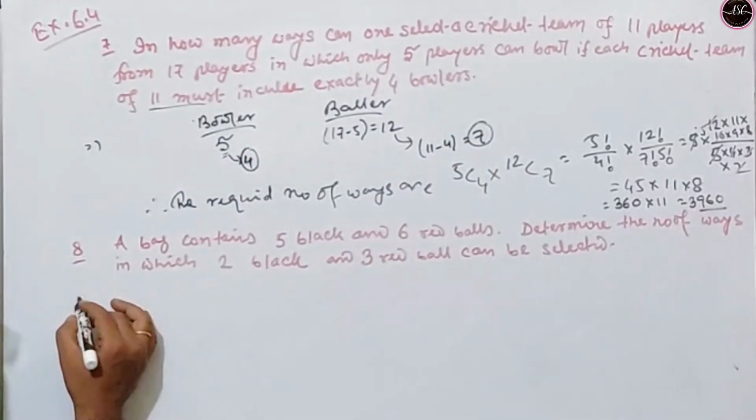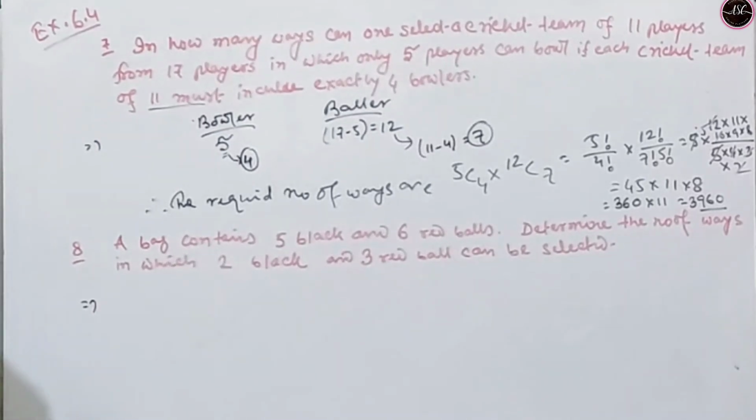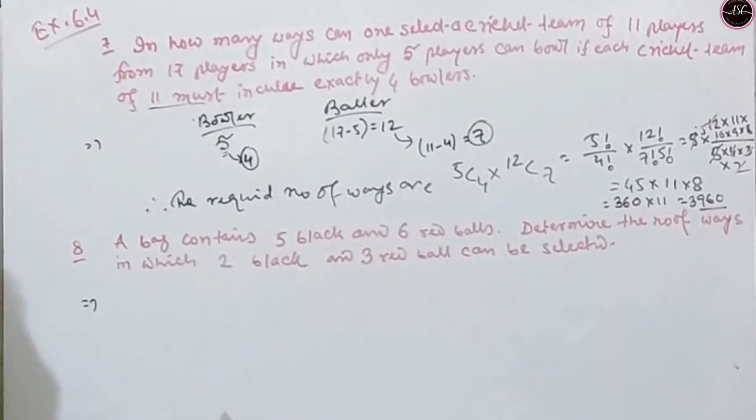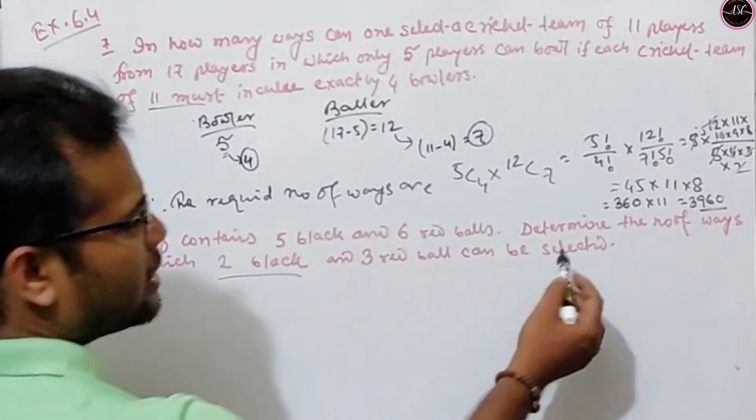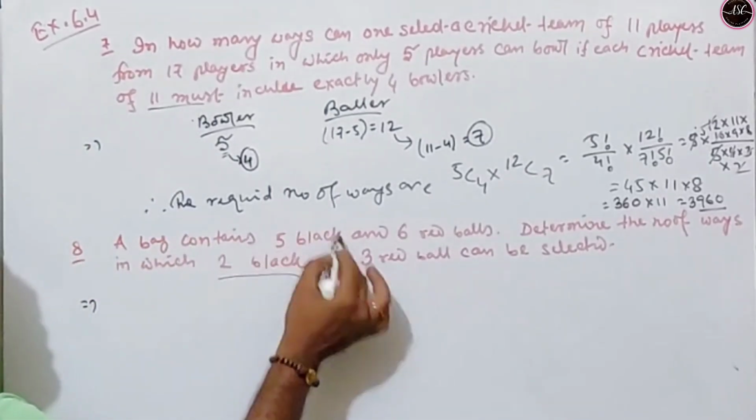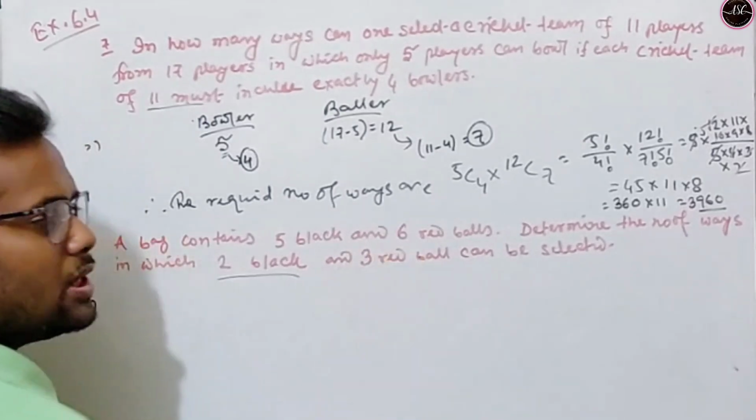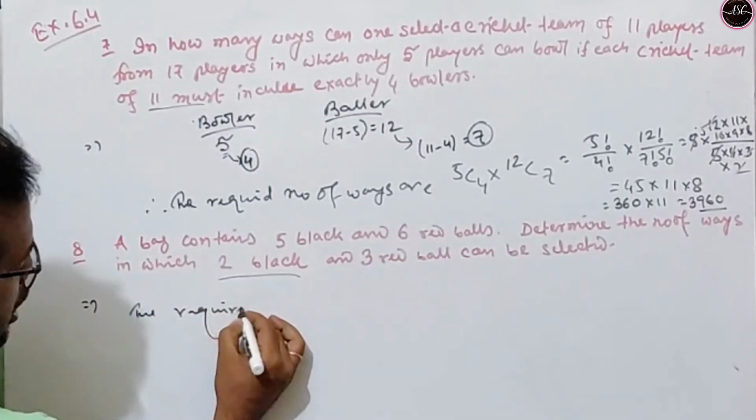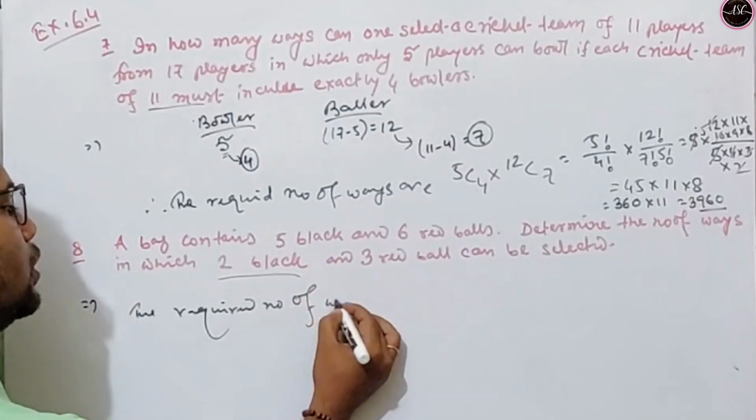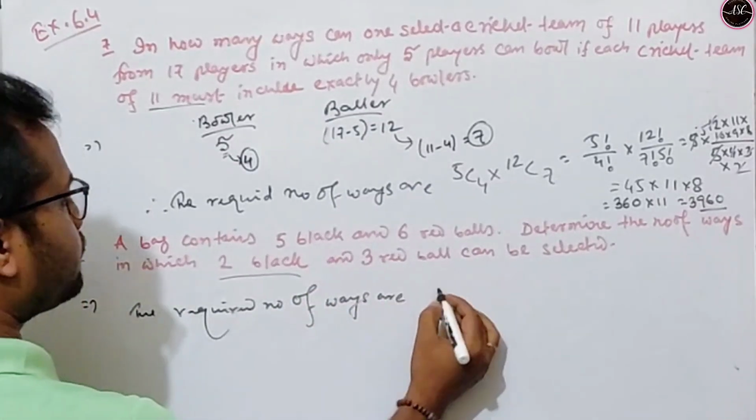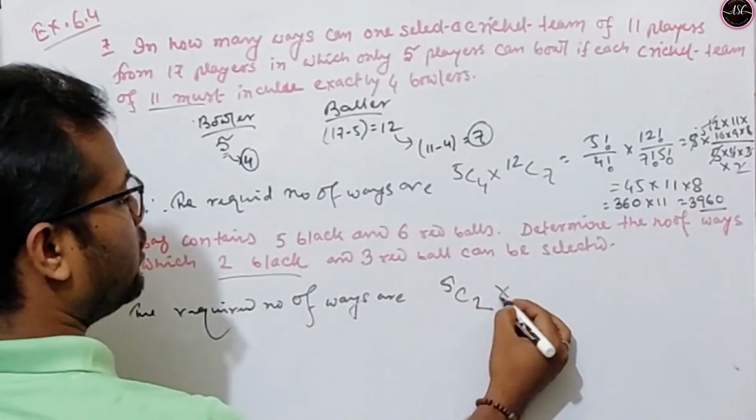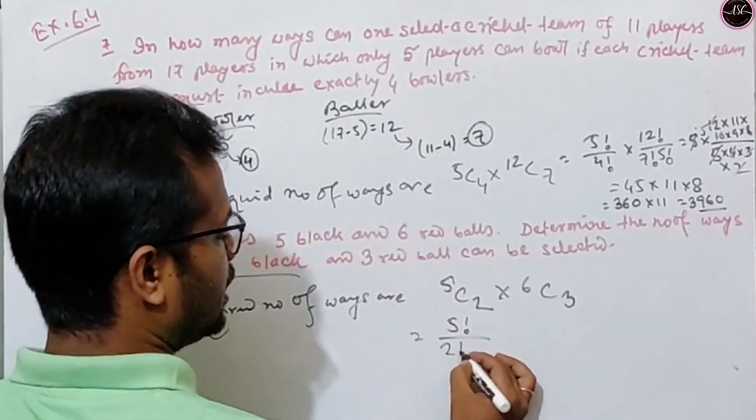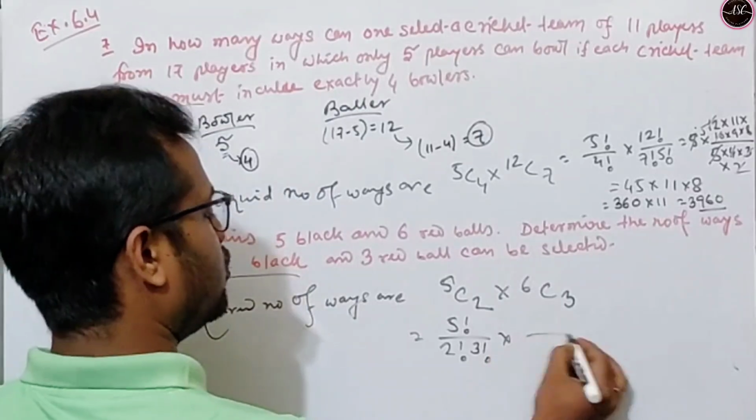Okay. Now this is very easy. A bag contains 5 black balls and 6 red balls, and from which determine the number of ways in which 2 black balls and 3 red balls can be selected. So 2 black balls can be selected from 5 black balls, and 3 red balls can be selected from 6 red balls. So the required number of ways are 5C2 into 6C3.